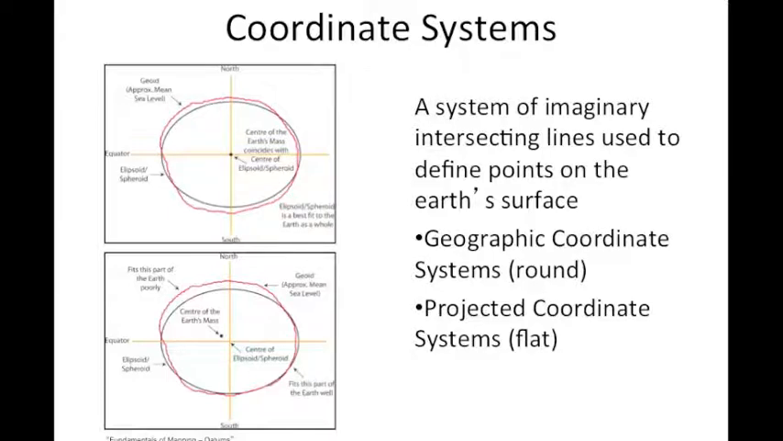So coordinate systems is basically just the grid, the intersecting lines that are used to define points on the Earth's surface. And that can be either geographic coordinate systems, like your latitude, longitude, when we're dealing with the round Earth. And then your projected coordinate system is the one if you're putting it on an actual paper map, and we just have regular XY coordinates.